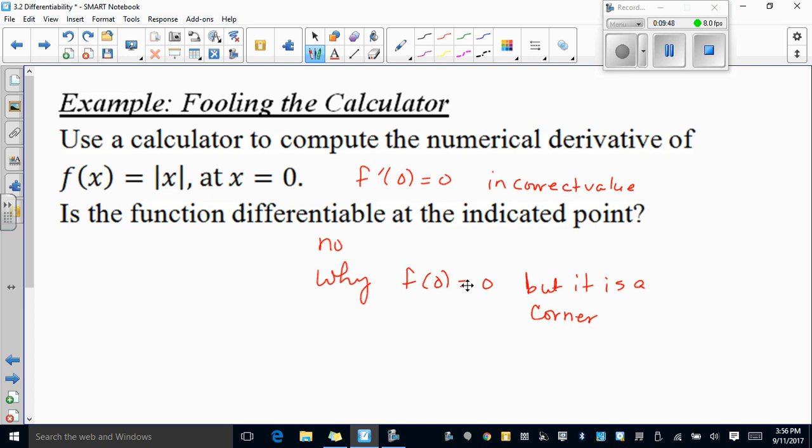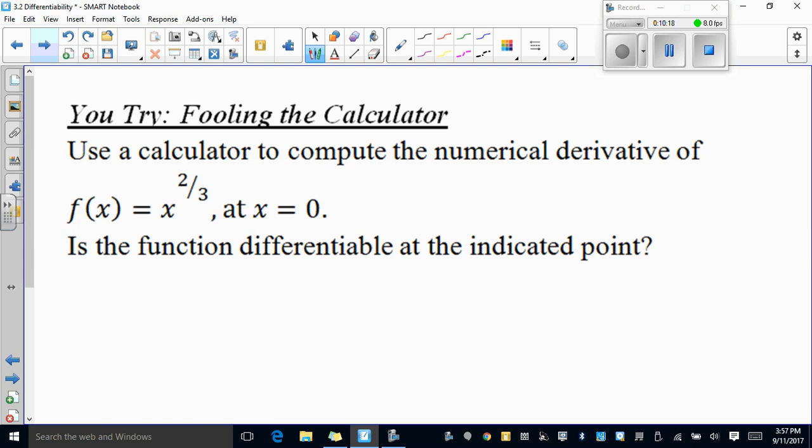However, the problem is that this is a corner. If your x values are positive, it's going to go this way, and if your x values are negative, it's going to go this way. And this is going to be m equals 1, and this is going to be m equals negative 1. But if you do limits, you're going to get 1 and negative 1. It doesn't work. Okay, so what about the next one? If you type this into the calculator. So this time we'll type this one into the calculator.